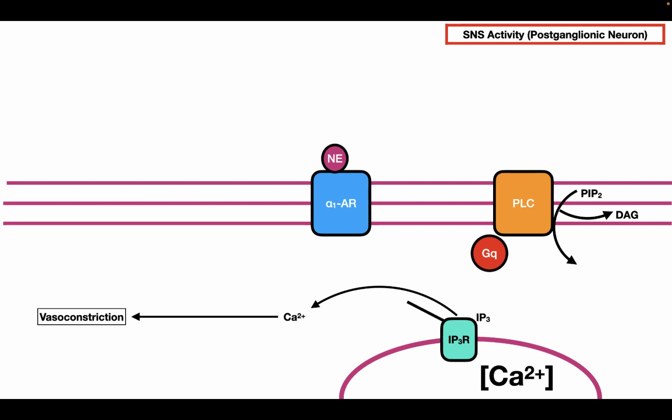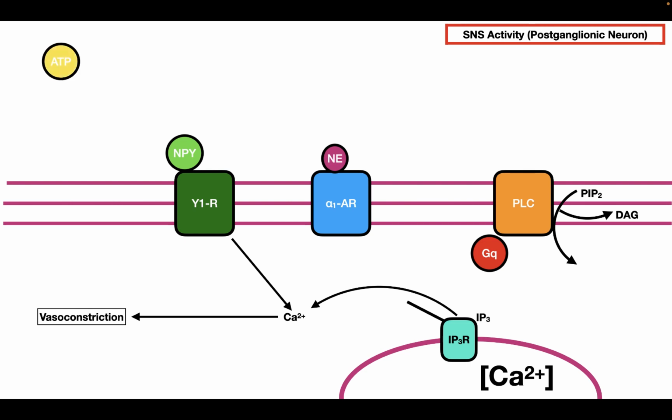So what is the second one? The second one we'll talk about is neuropeptide Y. Neuropeptide Y is a peptide neurotransmitter that is released from the postganglionic neurons of the sympathetic nervous system. Neuropeptide Y will bind to the Y1 receptor, and when it does so, it increases calcium through an unknown mechanism, therefore facilitating vasoconstriction. And then the third signaling molecule is actually ATP.